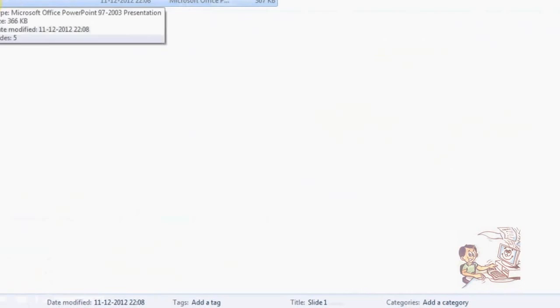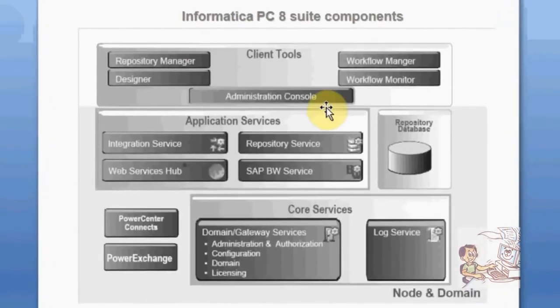The next topic is application services. After installation of Informatica and completion of the core services, in the administration part, the first thing is application services. In application services, in real time, first we have to create the repository service, and on top of that the integration service.